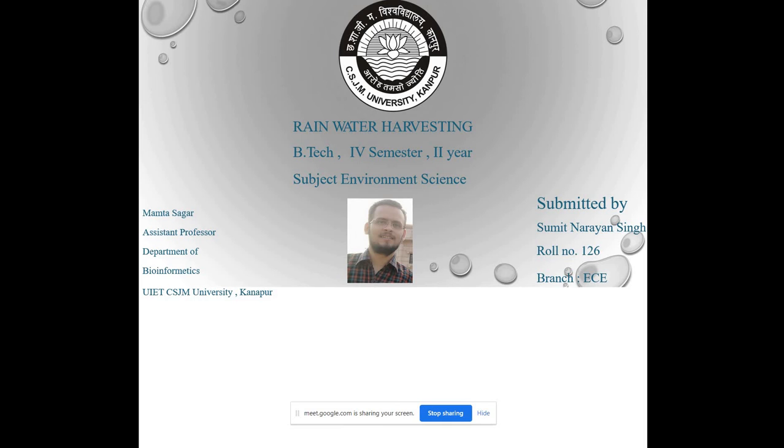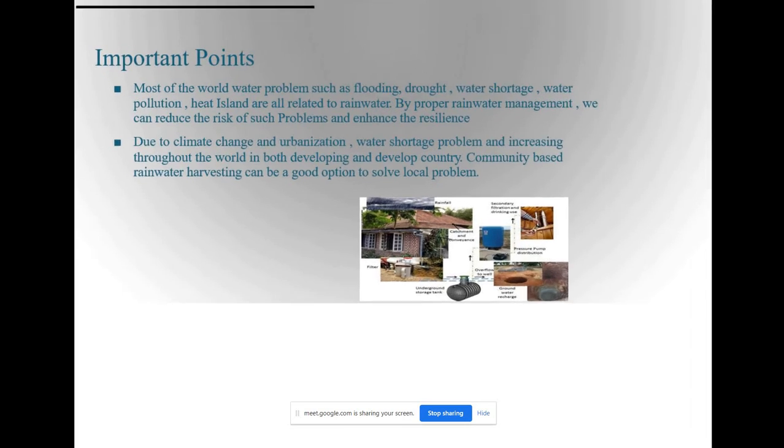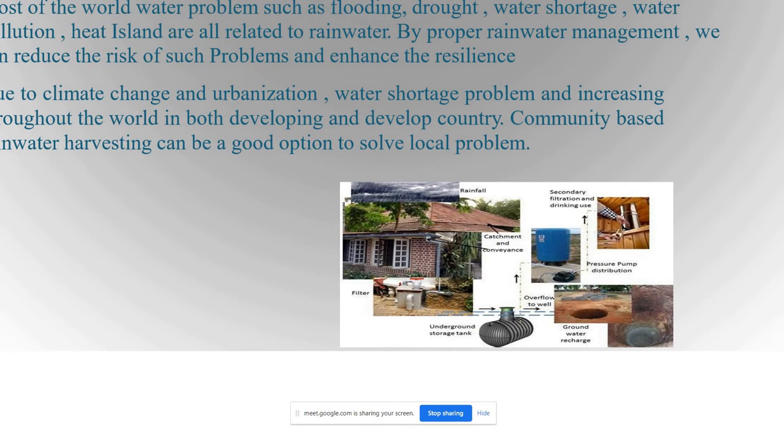Most of the world's water problems such as flooding, drought, water shortage, water pollution, heat island are all related to rainwater. By proper rainwater management, we can reduce the risk of such problems and enhance resilience. Due to climate change and urbanization, water shortage problems are increasing throughout the world in both developing and developed countries. Community-based rainwater harvesting can be a good option to solve local problems.